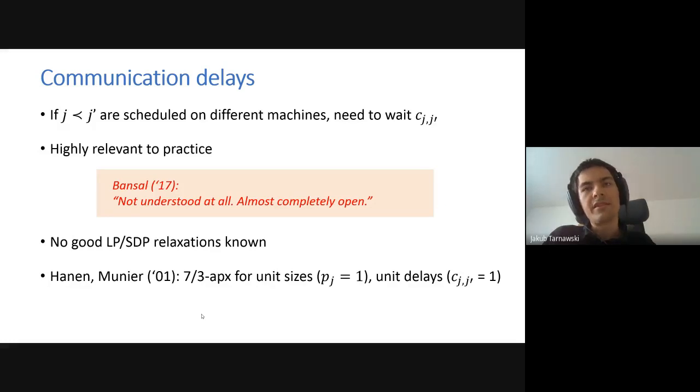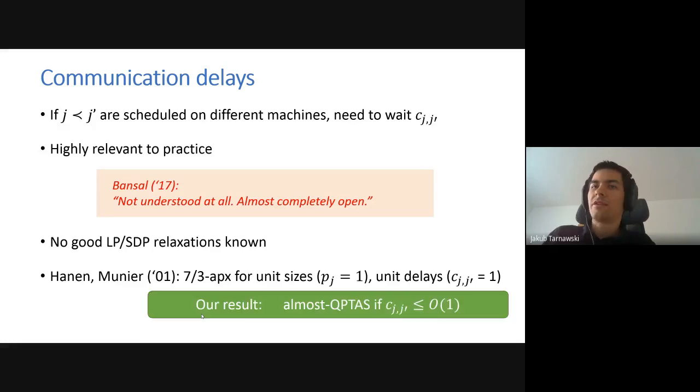But one result that I can list is by Hanen and Munier. They give a 7/3 approximation, but that's for a really special case because there are unit size jobs and delays are the same as the size of the jobs, which is 1. Okay, so our result is that our almost quasi-PTAS still extends to this setting as long as the communication delays are bounded. Okay, so the processing times can be large, but the communication delays should be at most some constant.